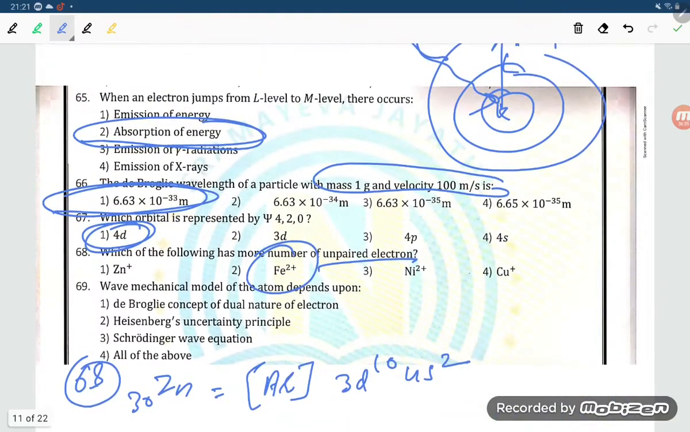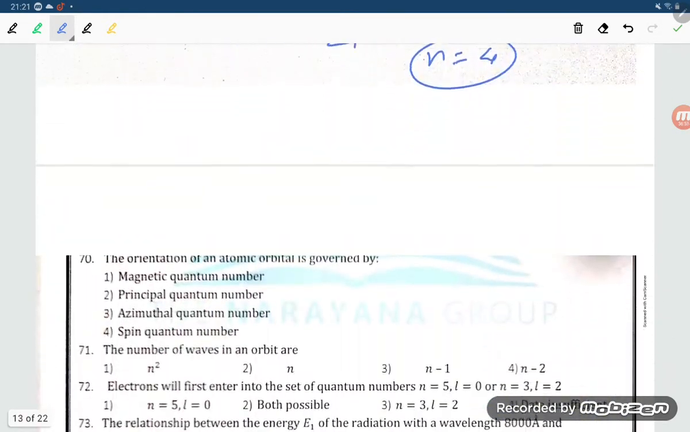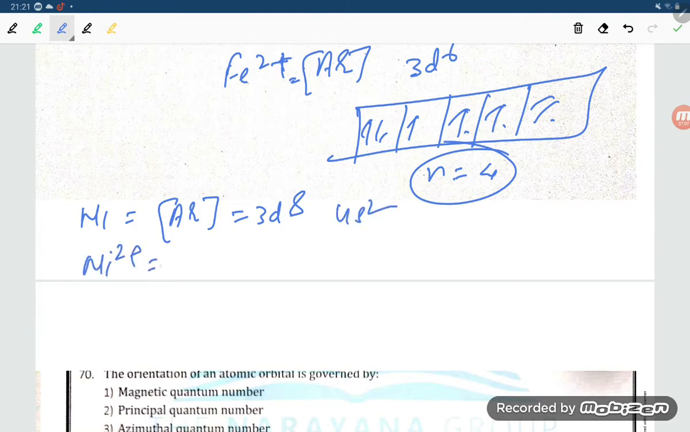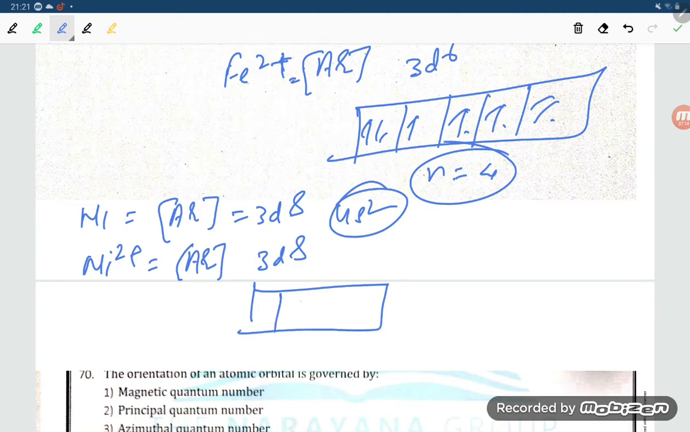If you talk about nickel 2 plus, Ni2 plus: Ni is argon 3d8 4s2, so Ni2 plus will be argon and 3d8, as the 4s electrons are out. So 3d8 means how many electrons are unpaired? 1 2 3 4 5 6 7 8. So n is equal to 2.